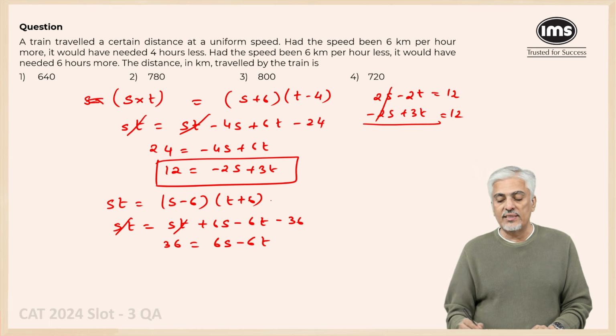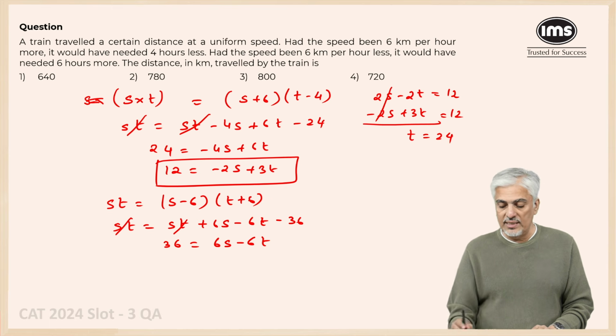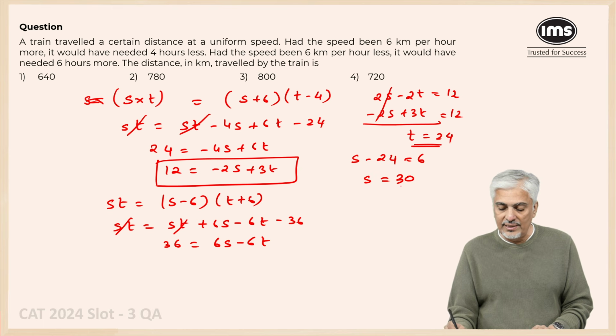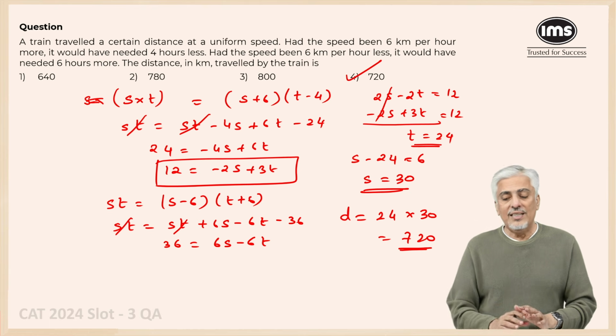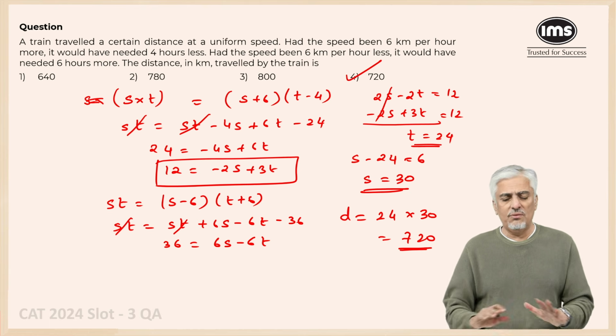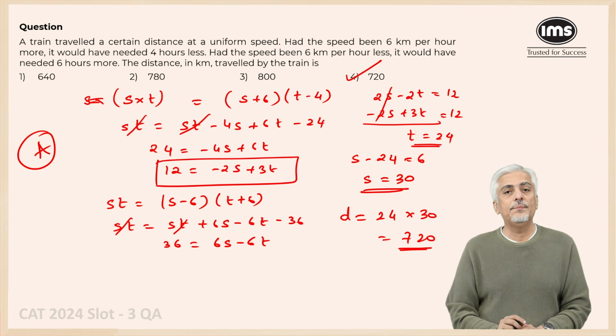Adding both the equations, this cuts out. So we get t is equal to 24. They've asked for distance, so quickly find s also. s minus t was 6, so s minus 24 was 6. s is 30. We want to find distance, speed into time, 720 kilometers, which is the fourth option. Slightly long, but a very standard question of time, speed, distance, level A.